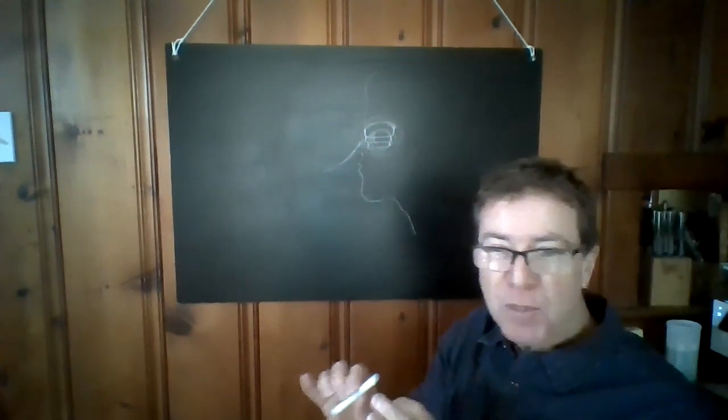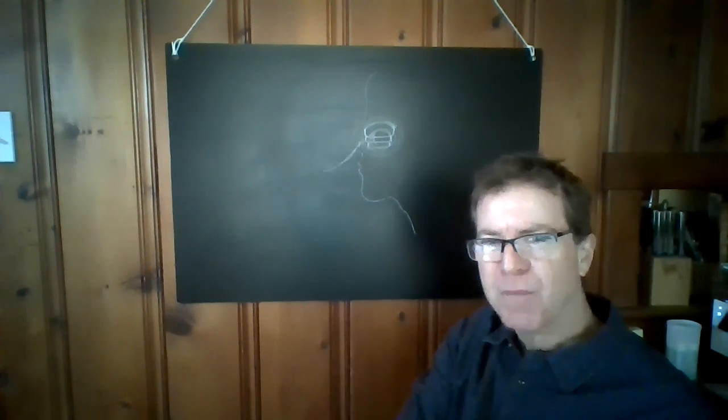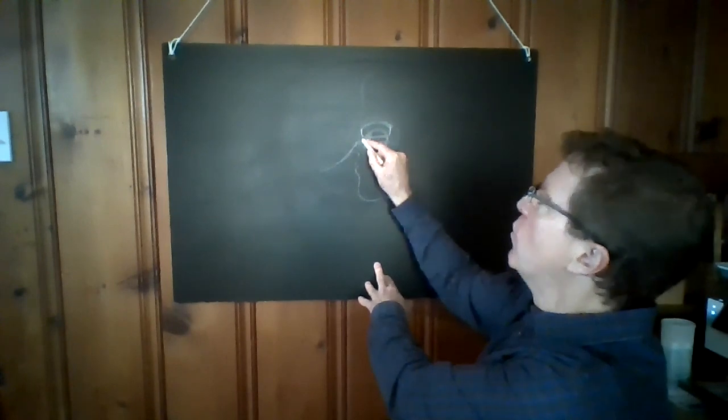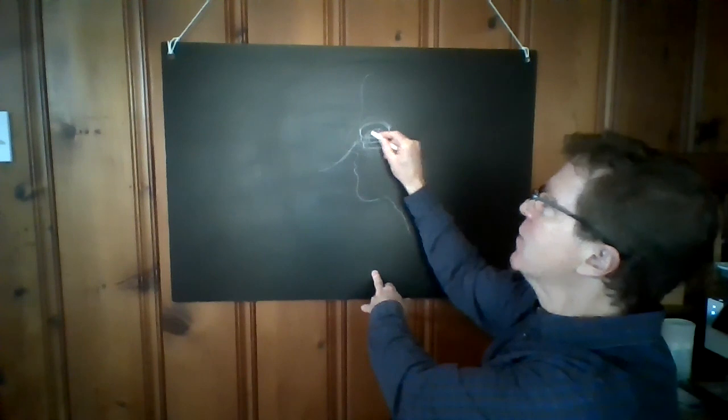The space between those nasal conchae is called a nasal meatus. So in these folds, the space of the folds, we call that space a nasal meatus. The actual tissue itself is a nasal concha.